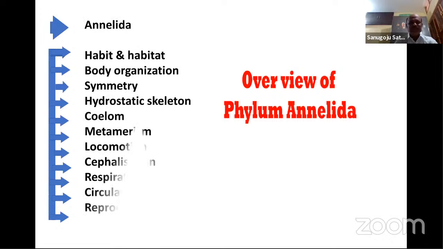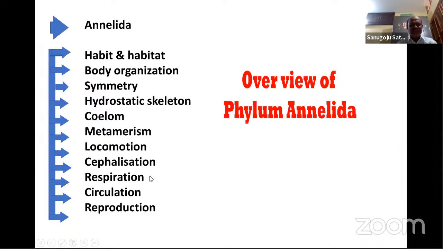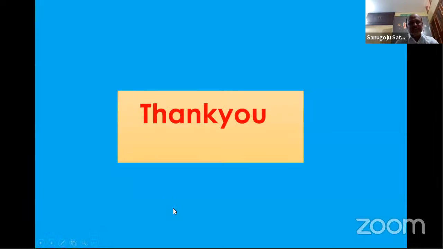Here once again we have to overview these general characters, from the habitat to the reproduction. All the characters we have to remember, children: habit and habitat, body organization, symmetry, hydrostatic skeleton, coelom is true coelom, metamerism or true segmentation is seen, locomotion by setae, cephalization, head is more distinct and having sense organs, respiration by diffusion, circulation by closed type, reproduction by sexual means. Like this, the nervous system is there.